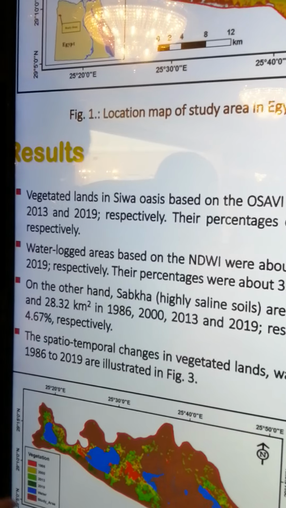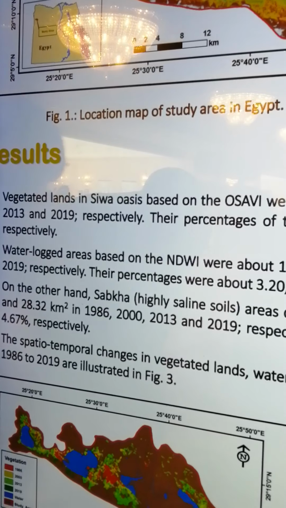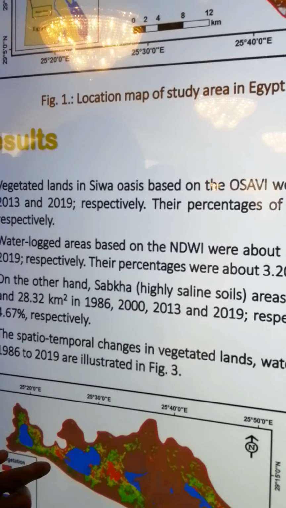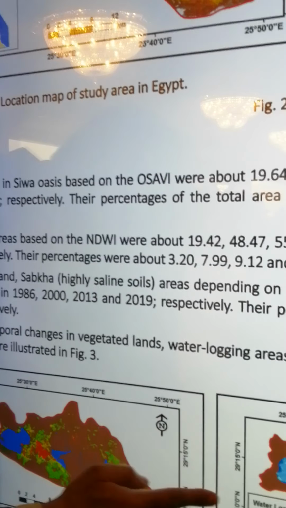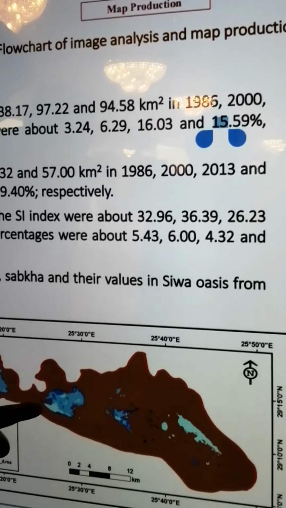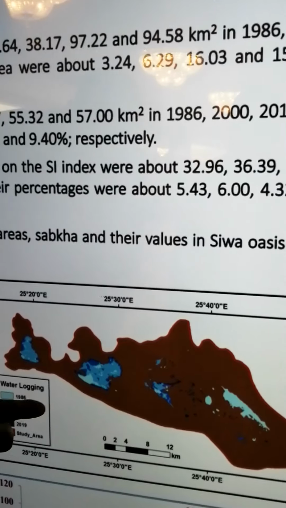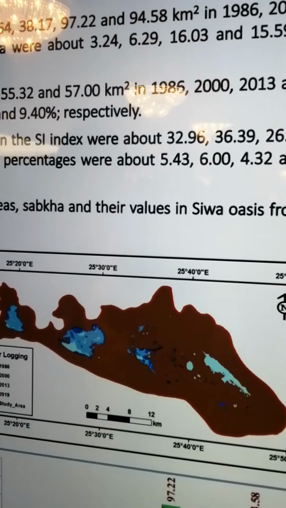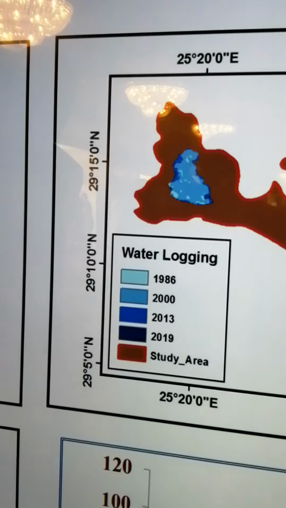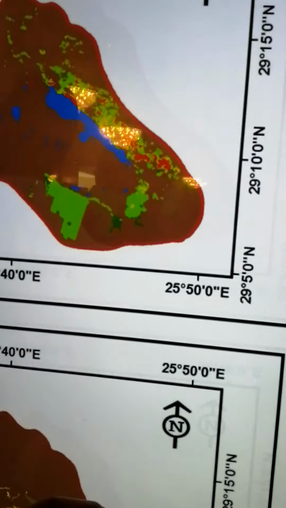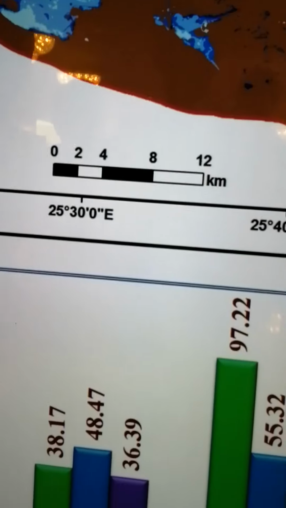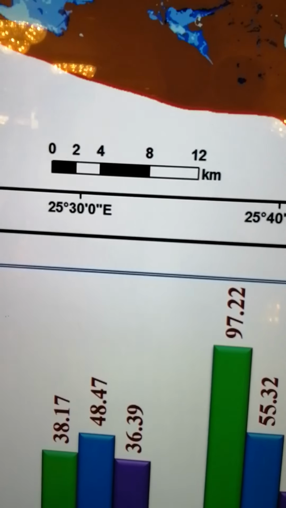And these images show the spatial and temporal changes in each of the studied land covers. This is the vegetation in each of the studied years, 4 years. And the vegetated area was increasing over time. Also, this is the changes in waterlogging areas from 1986 to 2019. This is the change in Sabkha or highly saline soils in the Siwa oasis, and these are the histogram and the values during each year.